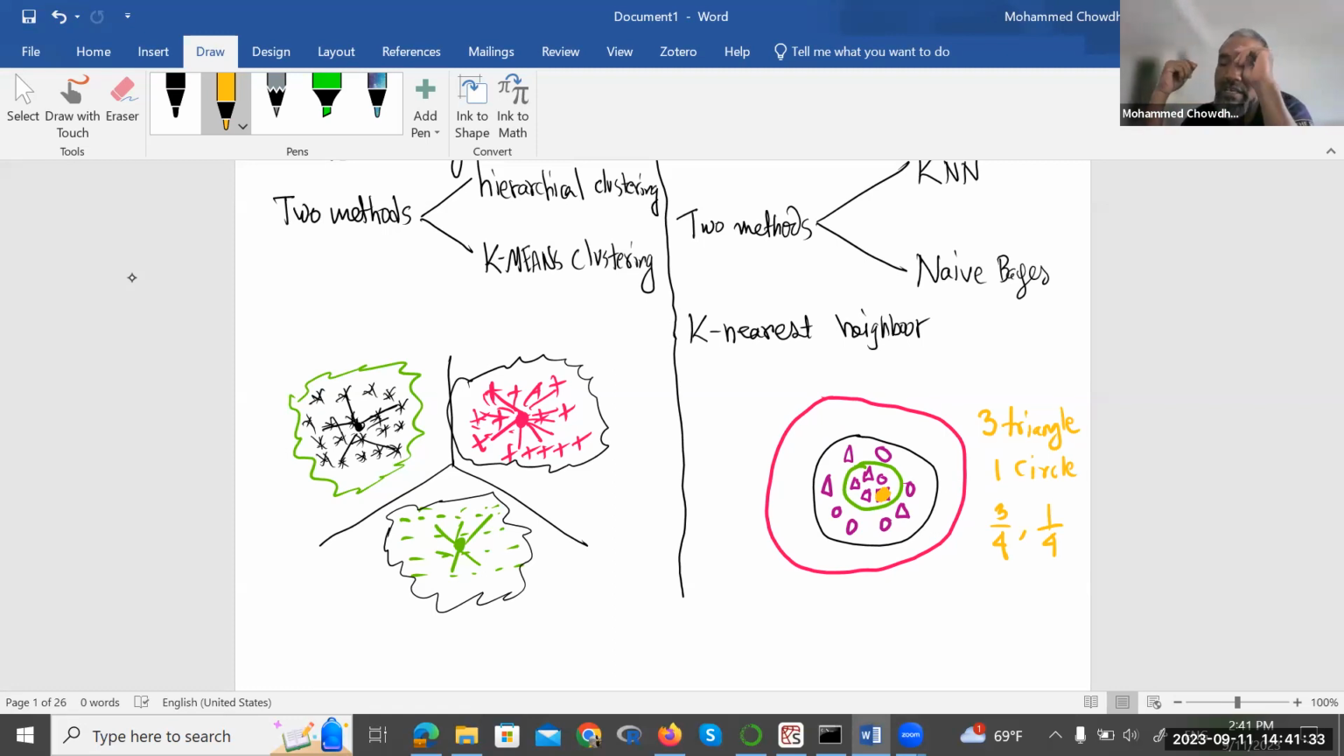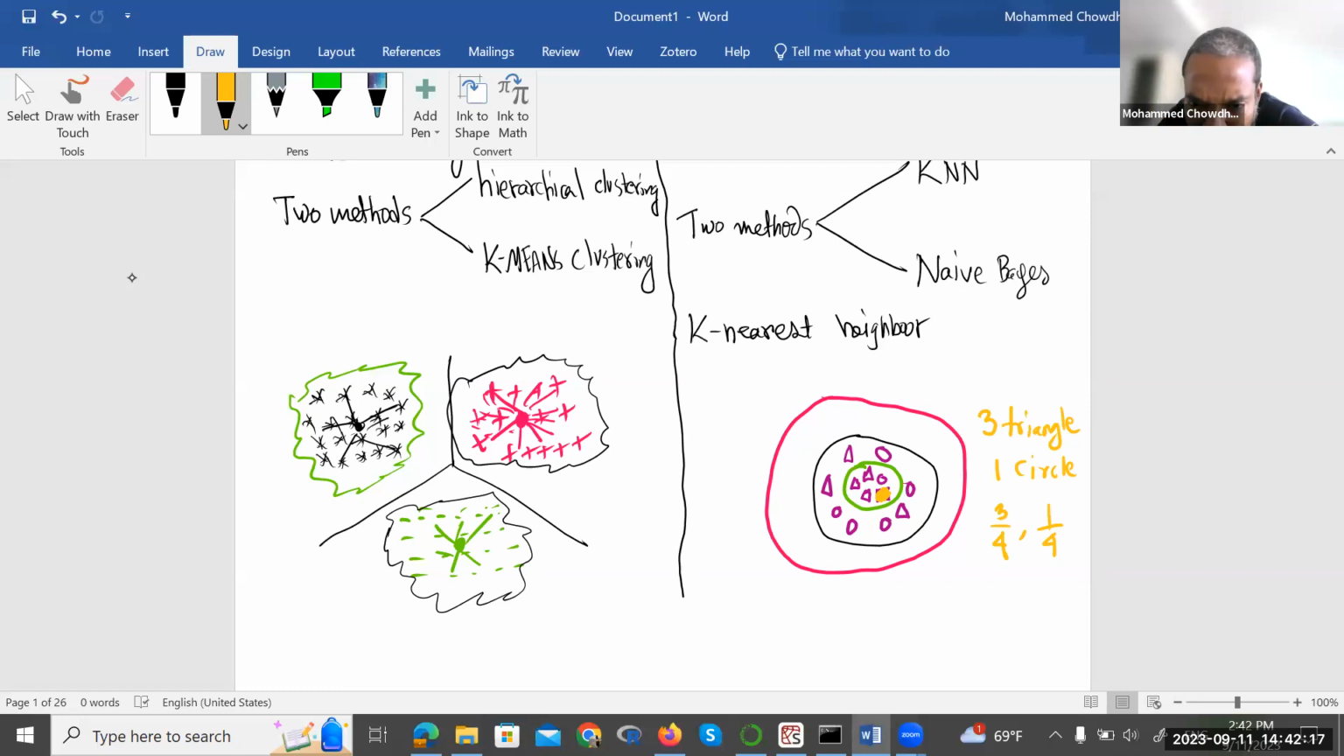A new observation, a new image, a new picture I put in that circle and want to predict whether it should be a circle or a triangle. Since most of the images on that green circle are triangles, that means 75% of the pictures are triangles. So I assume that my future observations, the image that I just put, should be the triangle, because most of the images on that green circle are triangles.